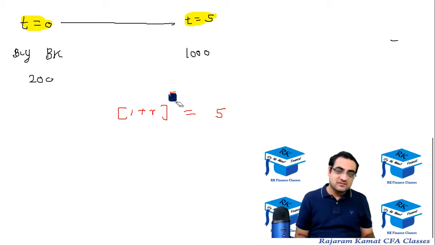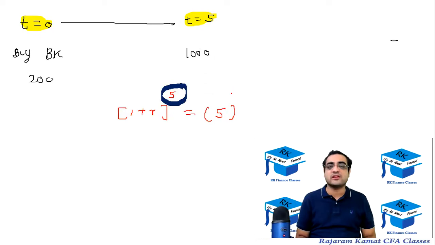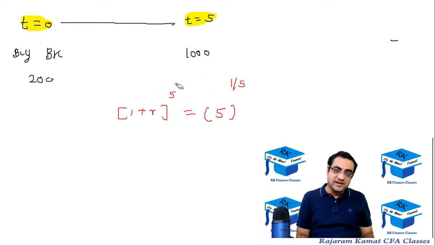Then this raised to 5, on the other side will go and become raised to 1 by 5. So this raised to 5 on the other side will go and become raised to 1 divided by 5. So let me put this raised to 5 on the other side and become raised to 1 by 5. So I'll type this number first, 5.